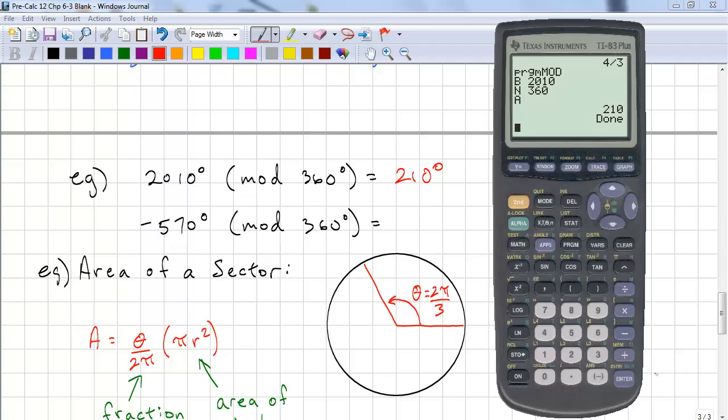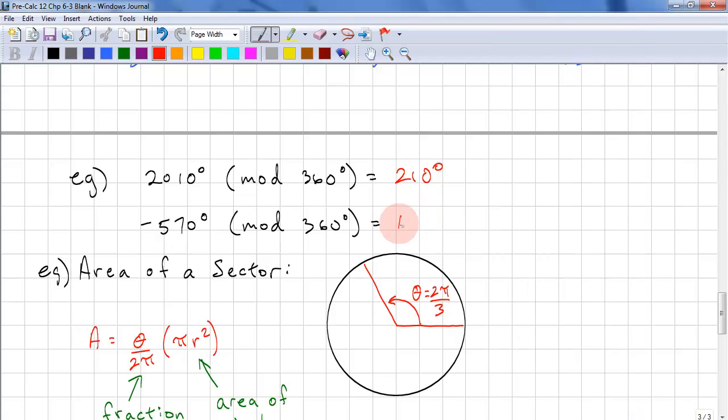I'm going to run the program again. If the program was your last command, all you have to do is hit enter and it'll just run it again. So again, use the negative sign, not the minus sign. Otherwise you'll get an error. Negative 570. And we're in degrees, so we enter 360 as the modulus. And we get 150 degrees.